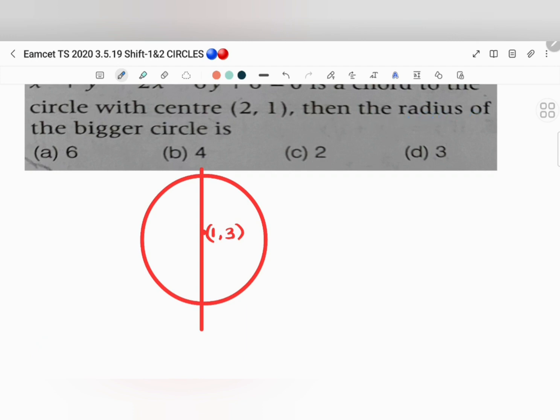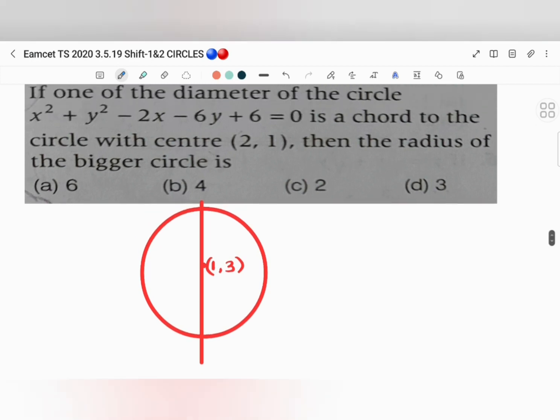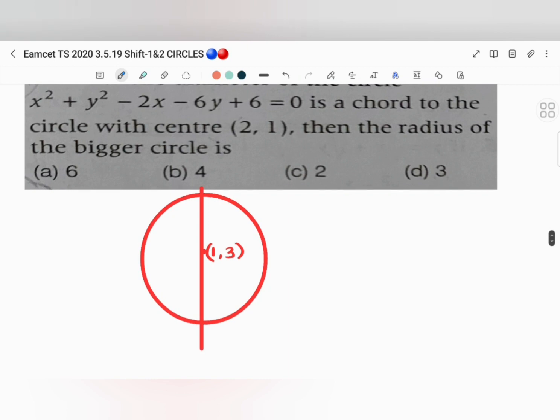Then the radius of the bigger circle is asked. With center 2 comma 1, another circle's diameter is a chord to the other circle. Suppose I take another chord like this, another circle. For this circle the chord is this one, and for this circle it is a diameter; for this circle it is a chord.